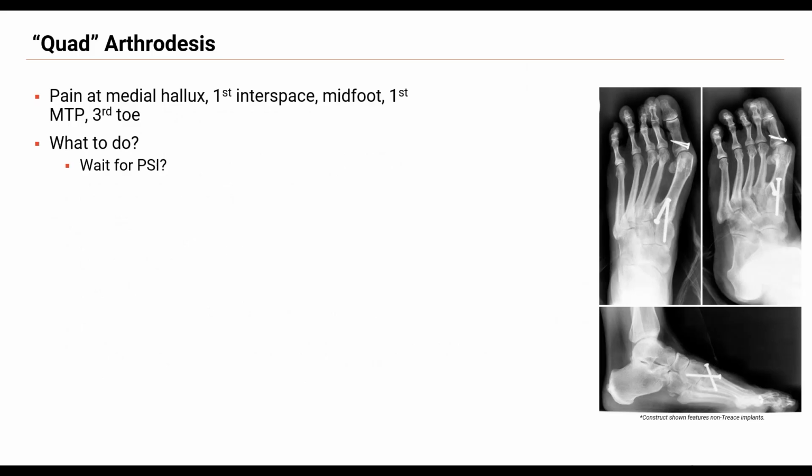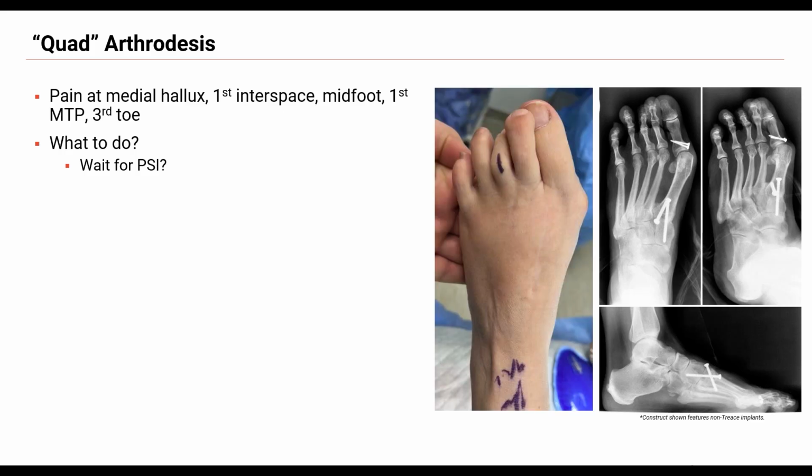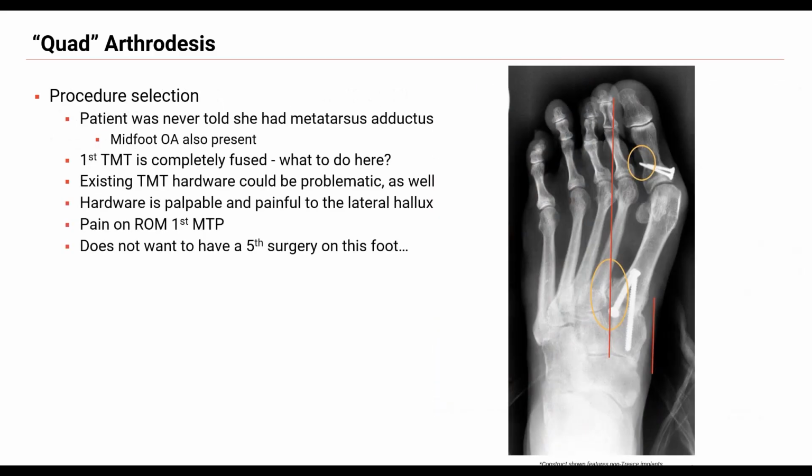what are we going to do with this, right? She has pain at the first MTP, the medial and lateral first interspace, the midfoot. She has the adductus. She has third toe pain. So what are you going to do? Just wait for PSI on this one? Probably wouldn't have been a bad idea. This was a while ago, so PSI wasn't in the works at that point for me.